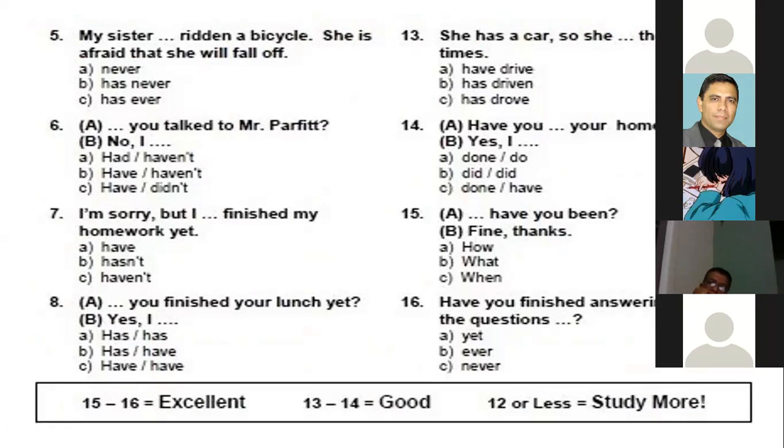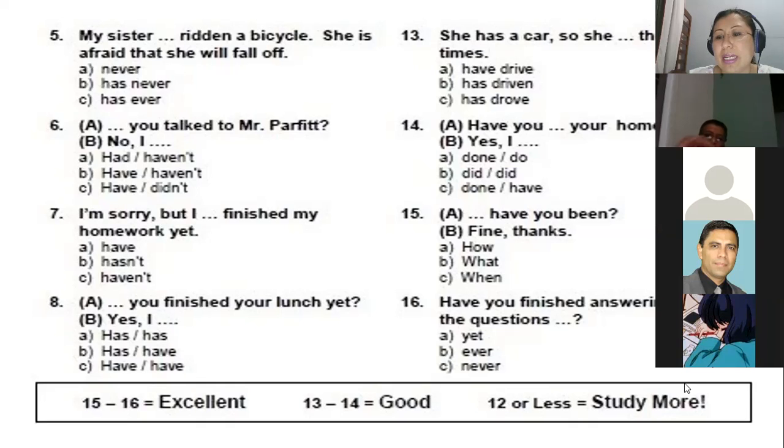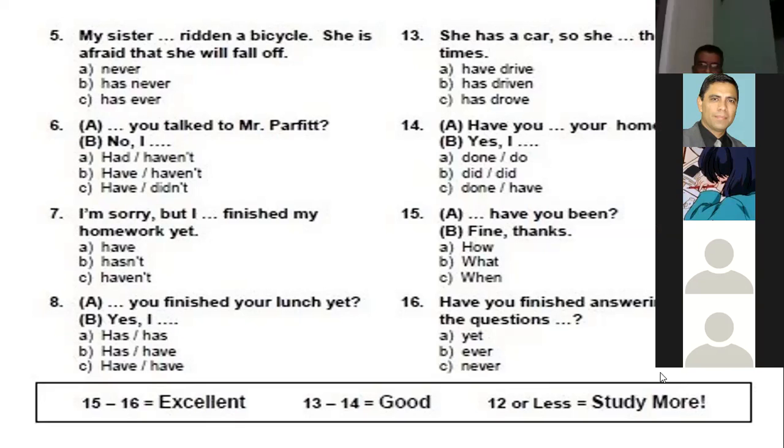Number 6, volunteer for number 6. Miguel, se me fue Miguel. ¿Dónde está Miguelito? Aquí estoy. Okay, Miguelito, please, it's your turn. Have you talked to Mr. Partif? No, I haven't. Okay, very good. It's have, haven't, letter B. Thank you, Miguelito.